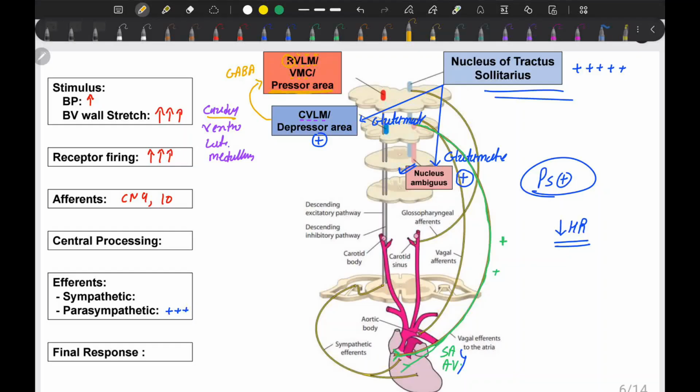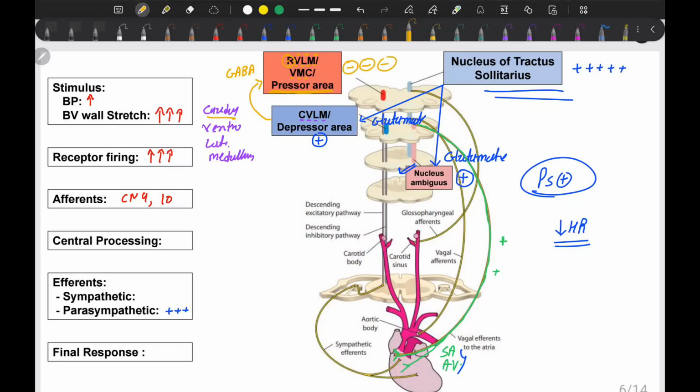So what did the CVLM do? Whenever you stimulate the NTS, the nucleus of tractus solitarius, it will be stimulating two things: the nucleus ambiguus and the CVLM, or I can say the depressor area. Stimulation of the depressor area will cause inhibition of the pressor area by releasing the neurotransmitter GABA.